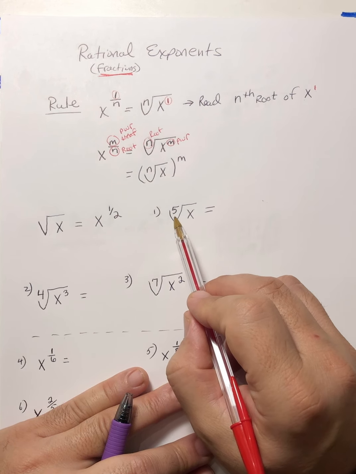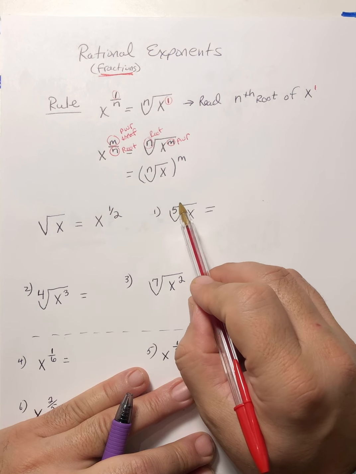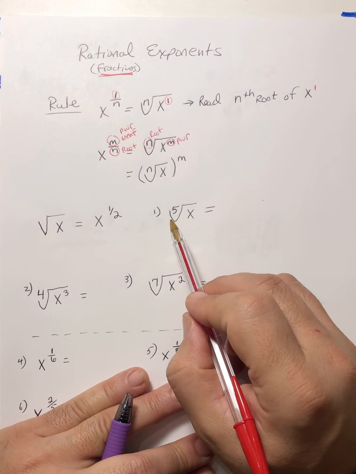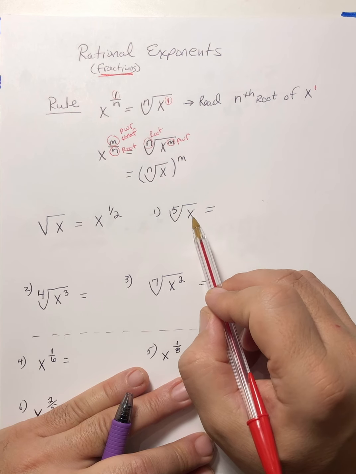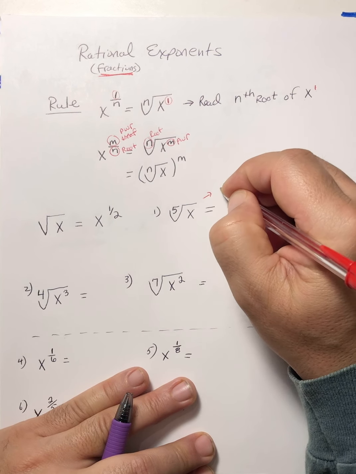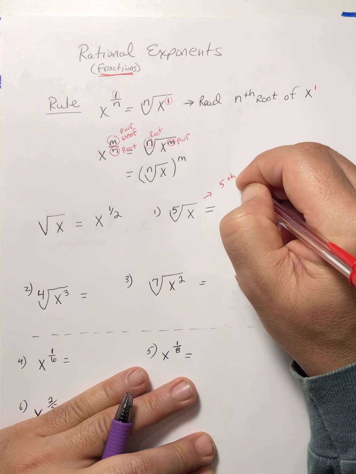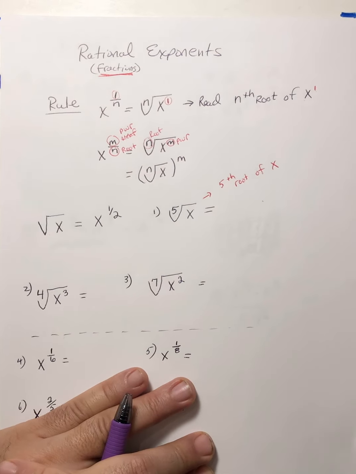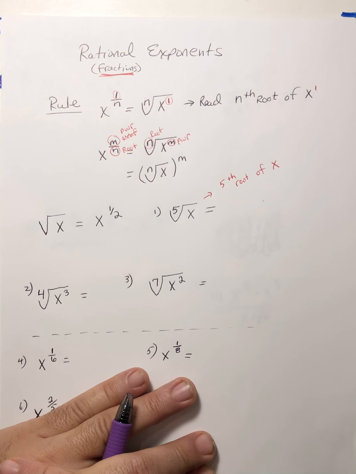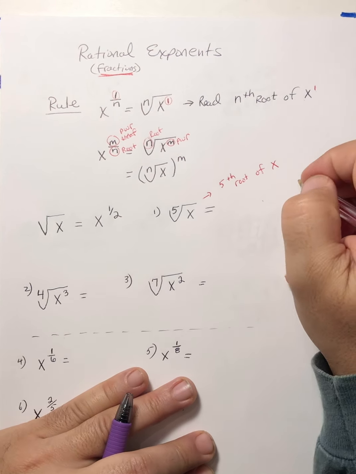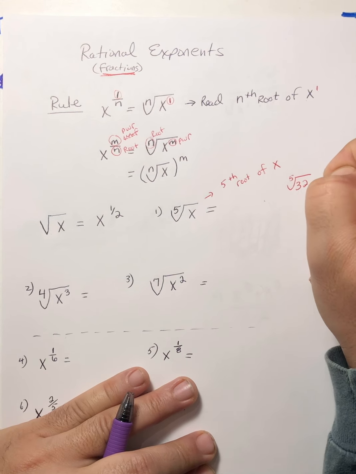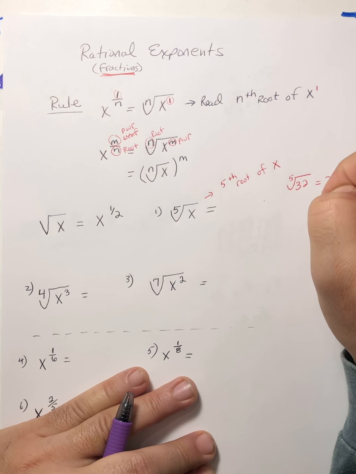Now look at this. This is a 5 here. Okay, this is a 5. That 5 literally means the 5th root of x. So we read this as the 5th root of x. Okay? So, for example, the 5th root of 32 is 2, because 2 to the power of 5 is 32.